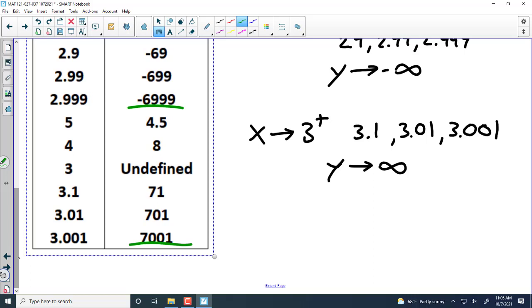And since I could get as close to 3 as I want, this negative 6,999 will just keep getting smaller and smaller and smaller as I put in more 9s in my 2.9999999999999. And as I keep slipping more zeros in here to get 3.000000000000001, this will just keep getting bigger, this 7001, up to infinity, down to negative infinity. So vertical asymptotes make sense. It just requires a little bit of looking under the hood to see why they do what they do. I think that's kind of cool.